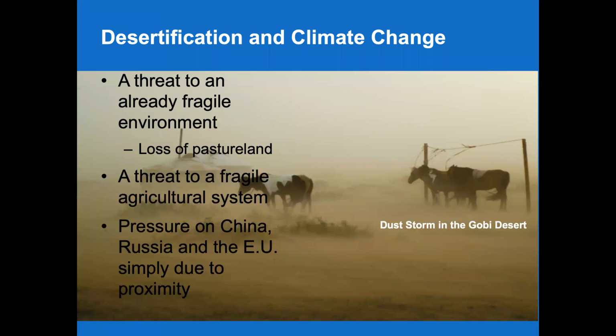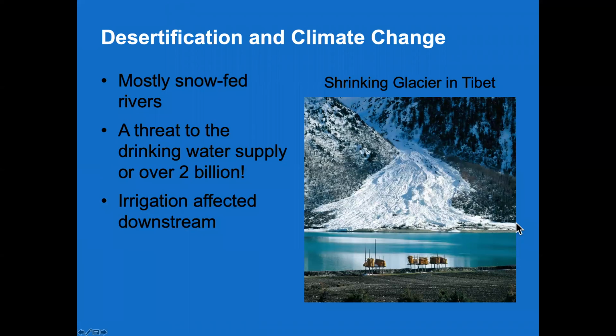Desertification is, of course, a threat to a fragile environment. Desertification isn't just climate change. Desertification is also when people treat the land poorly and manage the land poorly, and as a result, you get fragile environments that go in a bad direction. So the Gobi Desert, for example.